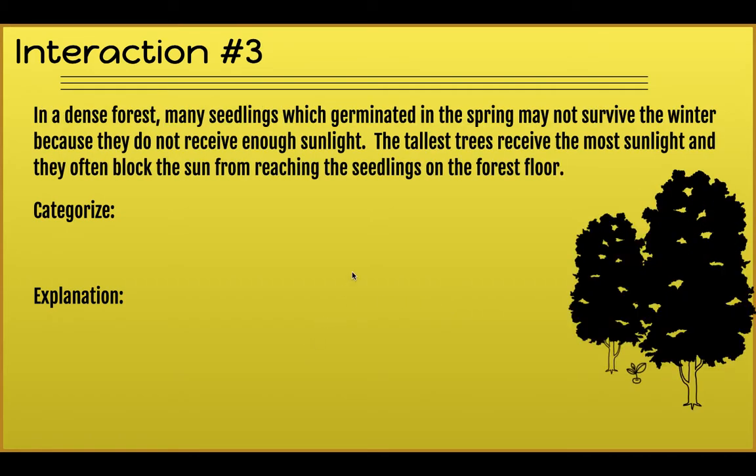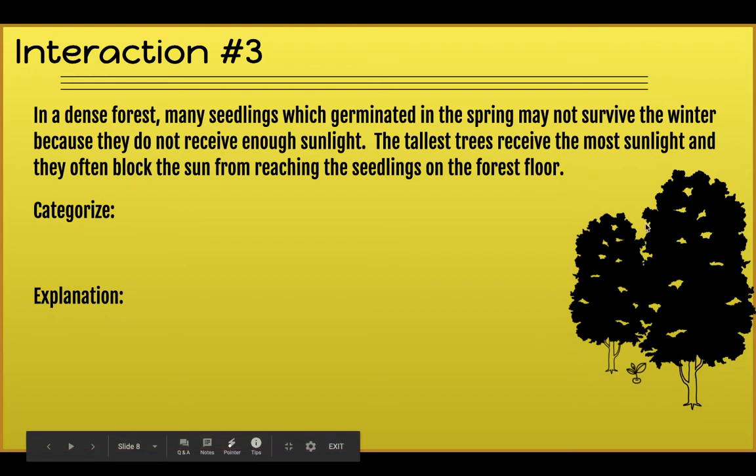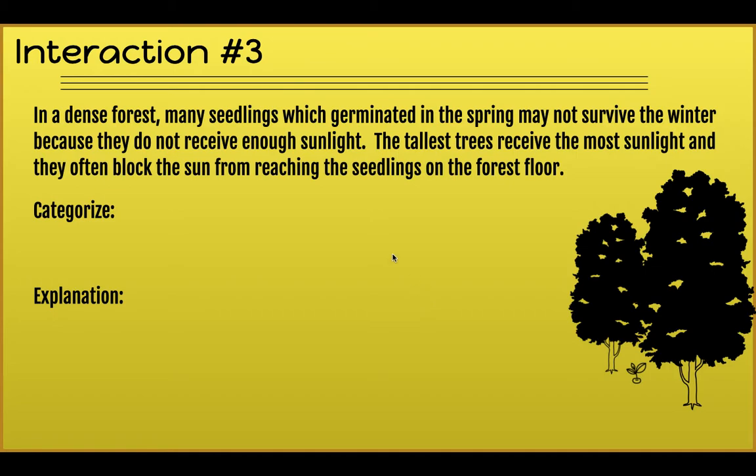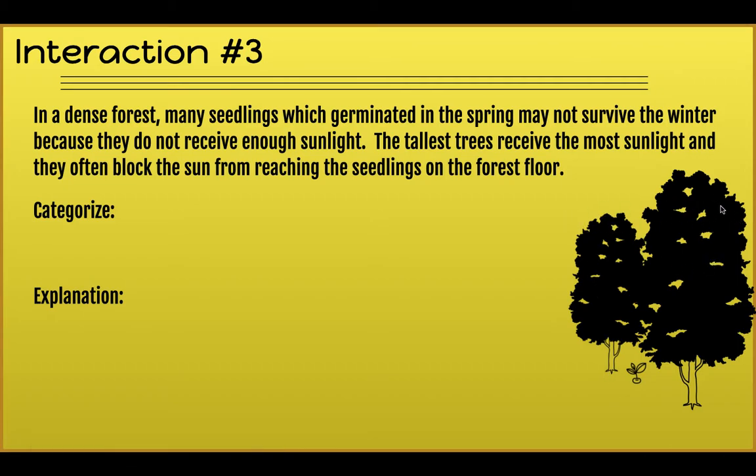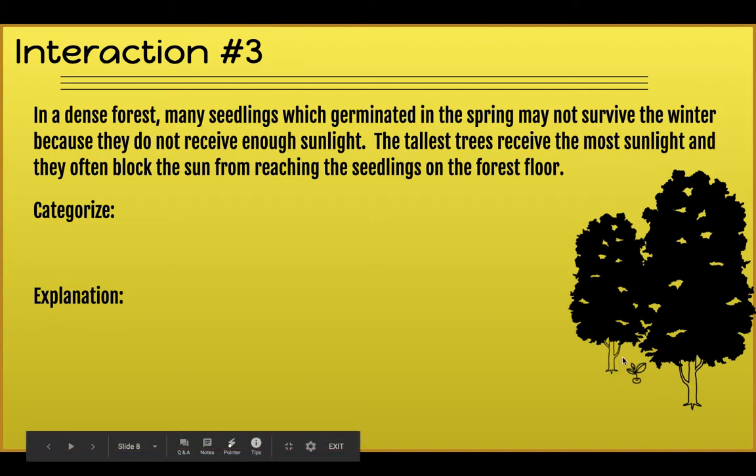Interaction number 3. In a dense forest, many seedlings which germinated in the spring may not survive the winter because they do not receive enough sunlight. The tallest trees receive the most sunlight, and they often block the sun from reaching the seedlings on the floor. Now, we'll see this a lot in our forests up in the Uintas, right? In a very dense forest, these seedlings germinate in the spring, and we're in the spring right now, right? So the seedlings down here are going to be germinated. But then you're going to have these tallest trees up here that are taking all the sunlight. And what do these need to be able to grow up like these? They need sunlight, right?